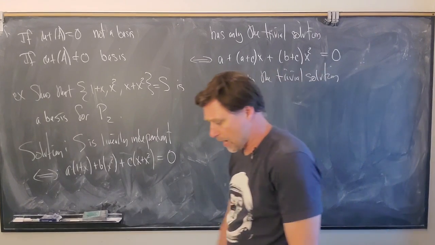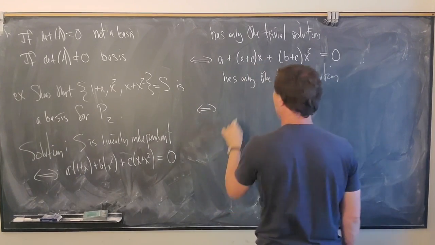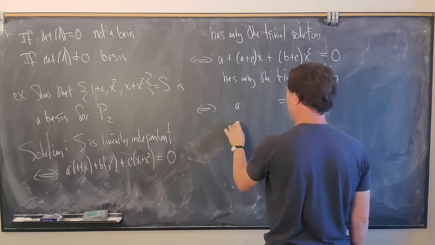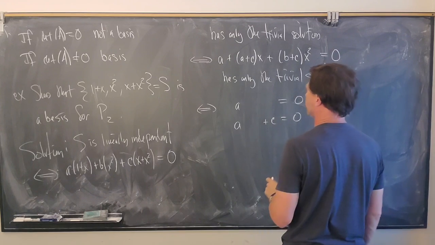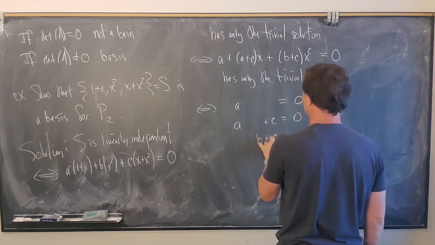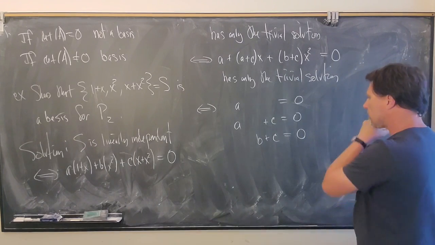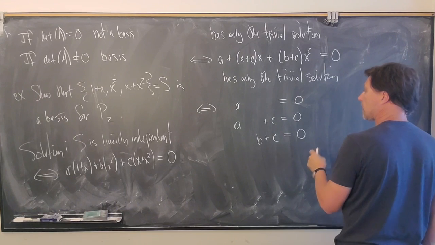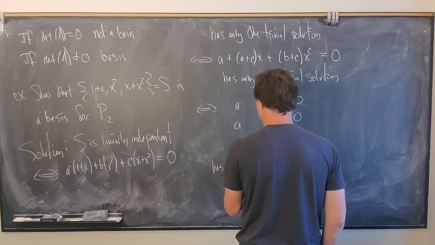And now, let's write that out. If and only if a equals 0, a plus c equals 0, and b plus c equals 0. So I'm writing this now, and let me think, how does this go? If and when this has the trivial solution.